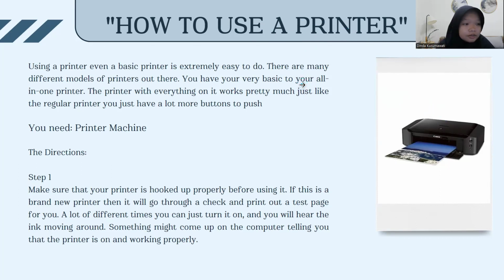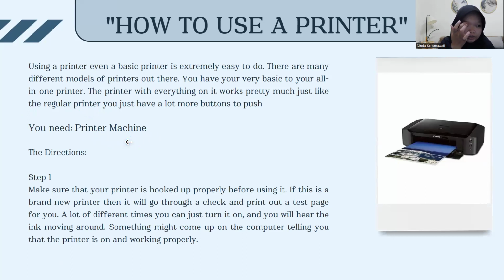And then the next generic structure is ingredients, because ingredients can be materials or tools, because it is a procedural text that explains how we use something, not how we make something. So we're going to use a tool. So the tool here is the printer machine.